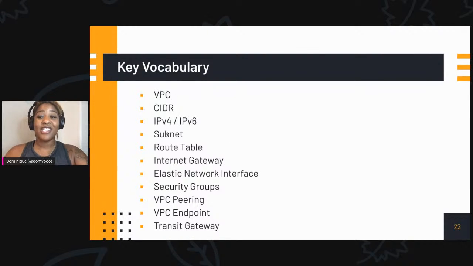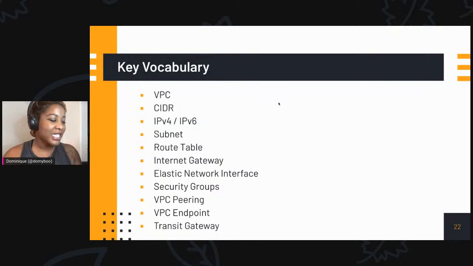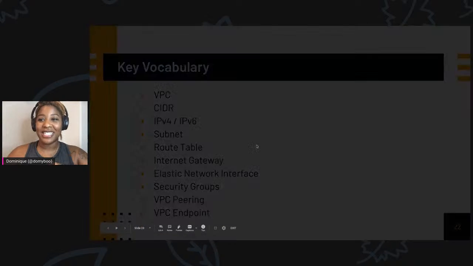So within here, there are a lot of keywords. Like I said, I'm not finished with this section, but it goes over VPC, CIDR, IPv4, the different subnets, internet gateways. I'll go through each one of them. What I got up to was the transit gateway, I think.